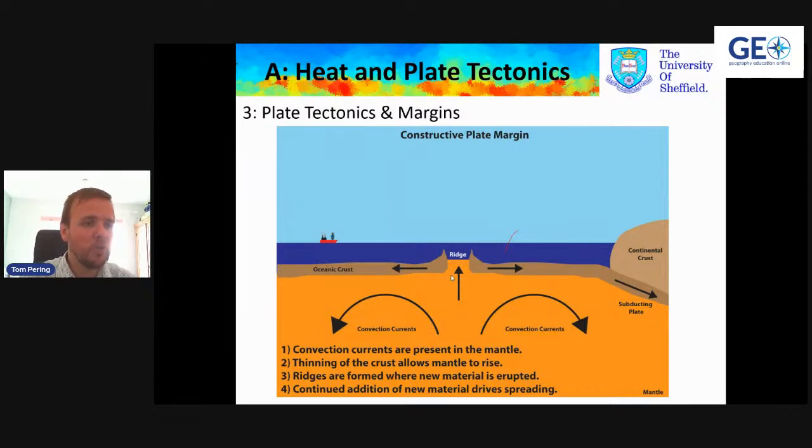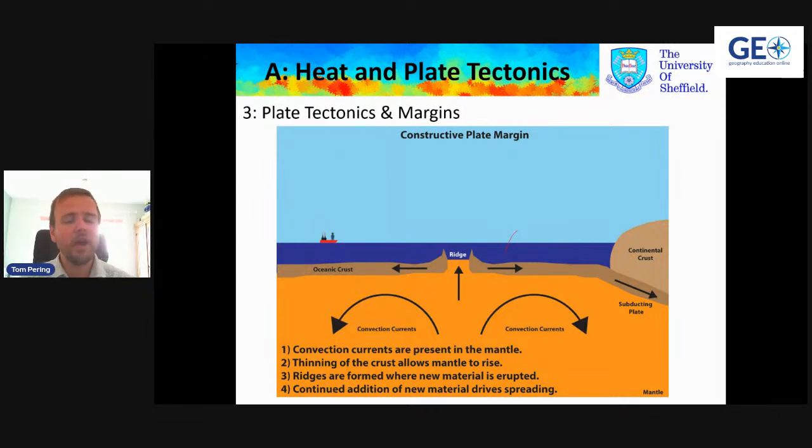And this is our ridge push. So you've probably heard ridge push and slab pull. So we have our ridge push here, and on the edges of this, we always have something subducting on the other side, be that ocean to ocean subduction or ocean to continent subduction. We have our slab pull down here. So this is our constructive plate margin, where we have our rising mantle material.